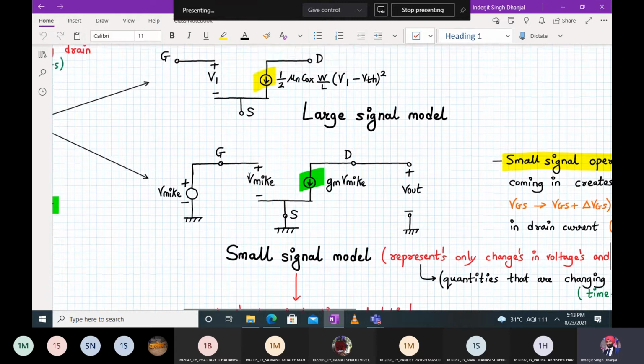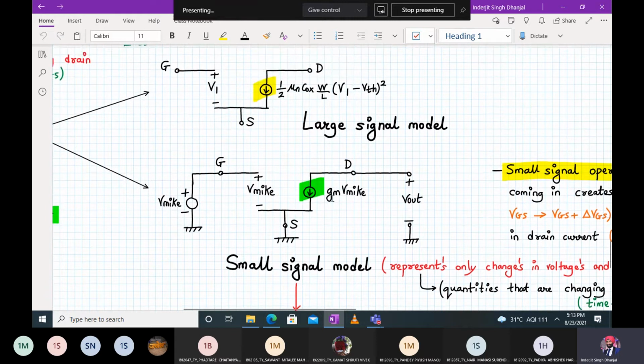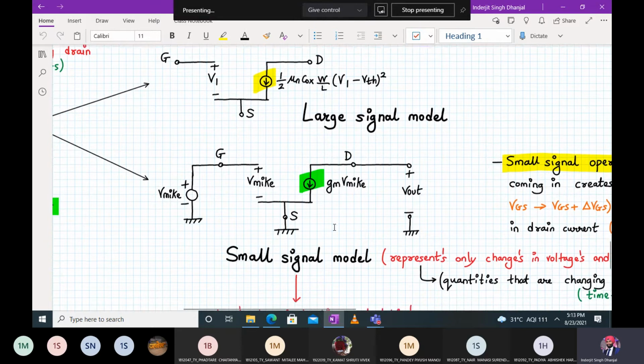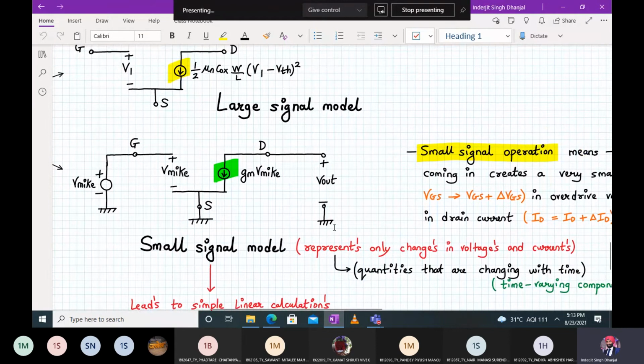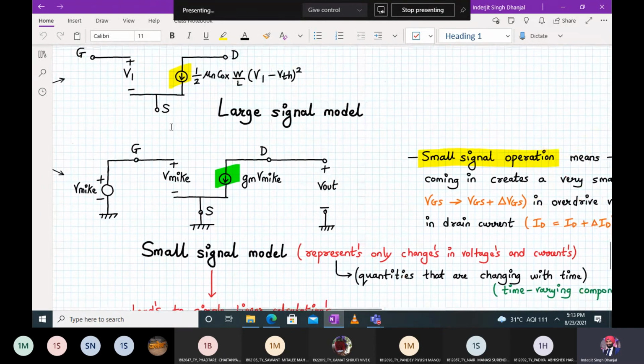And then it is represented by this form, V mic, then gm into V mic, right? VGS, whatever we call it. So the small signal model will only represent the changes in the voltages or currents. Basically, whatever is changing with respect to time comes in the small signal model. And whatever the biasing conditions are, along with the input, it becomes a large signal model.